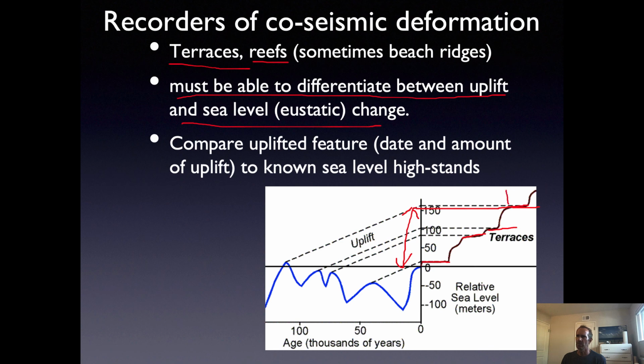So what you would do is you would date something. You'd get a date on this terrace, and you say, oh, okay, this terrace is 120,000 years old, and it's currently 155 meters above sea level, but at 120,000 years ago, sea level was 5 meters higher than it is today. Therefore, I would not use 155 meters above sea level as the uplift of this terrace. I would instead use 150. I have to subtract the difference of what sea level was at that time.